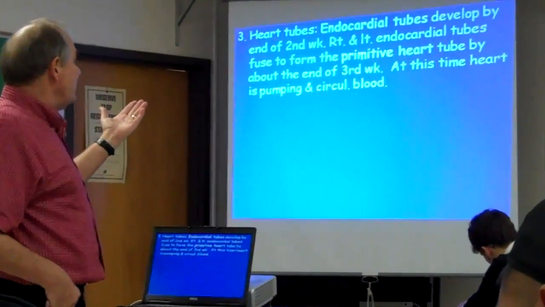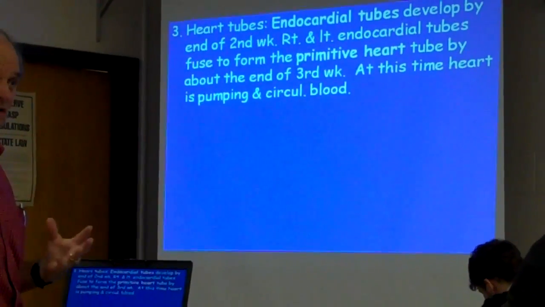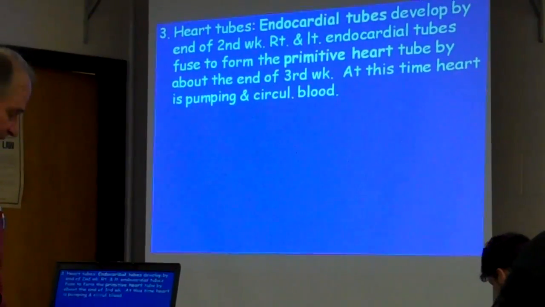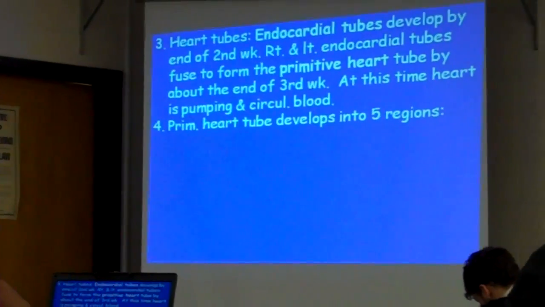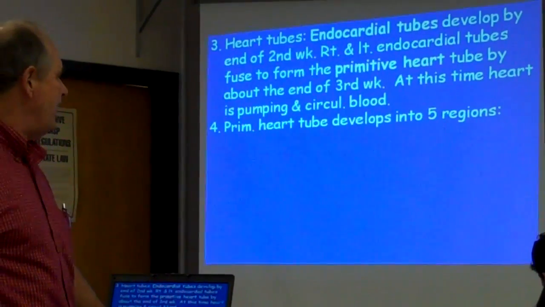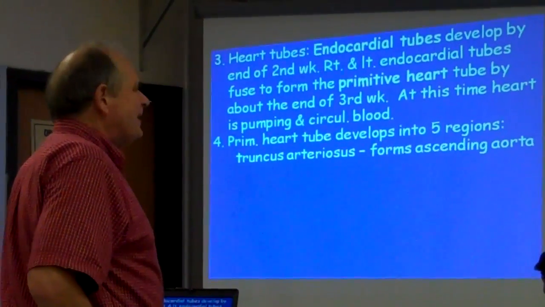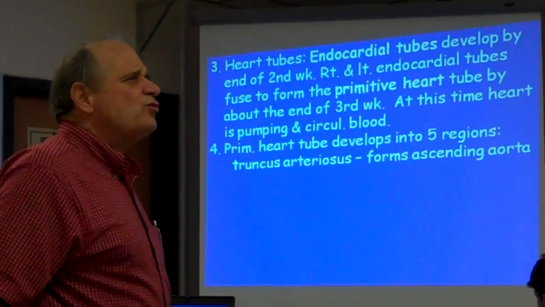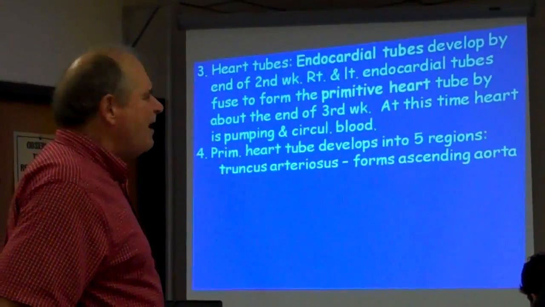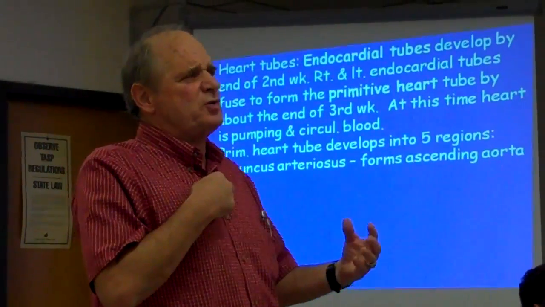Pumping and circulating blood by the time it's a fish heart. It's doing stuff. All right, now right here, y'all, the primitive heart tube developed into 5 regions. Now those, I need a picture though. I can tell you those regions. The trunk, the 5 regions. I'm going from top to bottom, and I'm going to show you a picture of this.